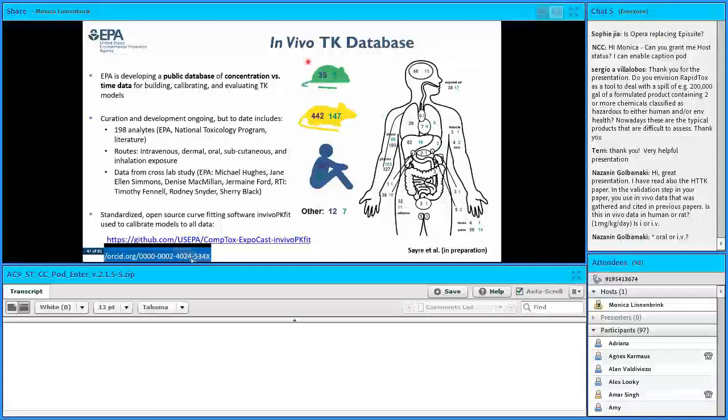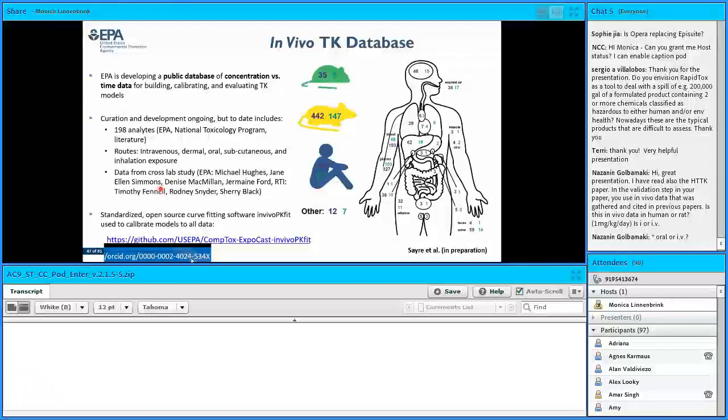And so to do this, Riza Sayre and Chris Grolke at the NCCT are putting together an in vivo database of pretty much any in vivo toxicokinetic concentration versus time measurement that they can find. And so there's 198 analytes in this right now, and it's from EPA, National Toxicology Program, and the literature. There's rat data, there's human data, there's mouse data, and it's covering a wide range of different tissues, but also different routes, so that we can start to look at different exposure routes.